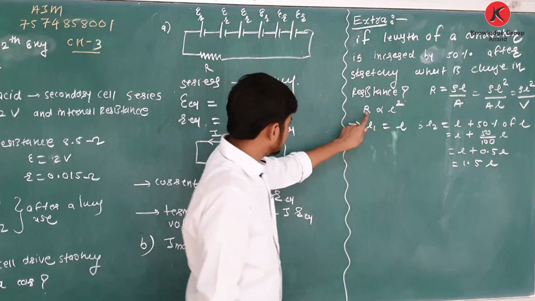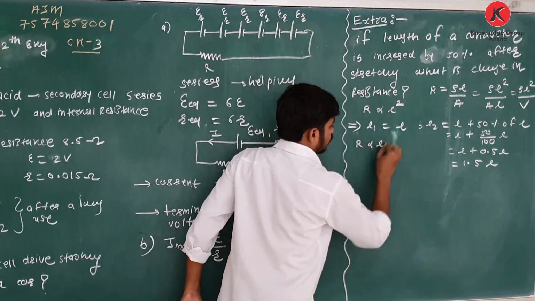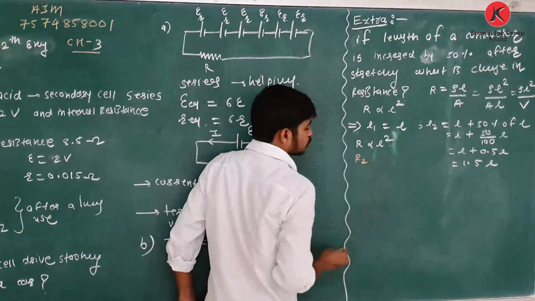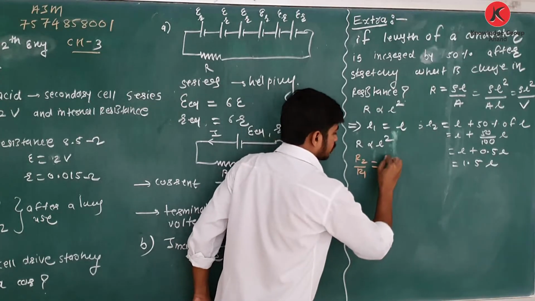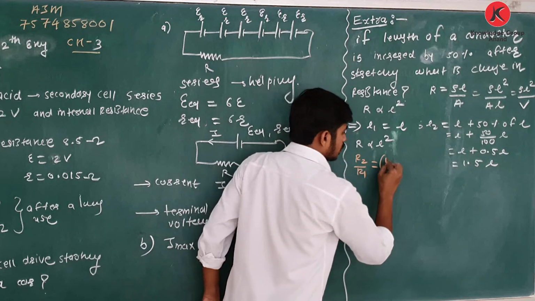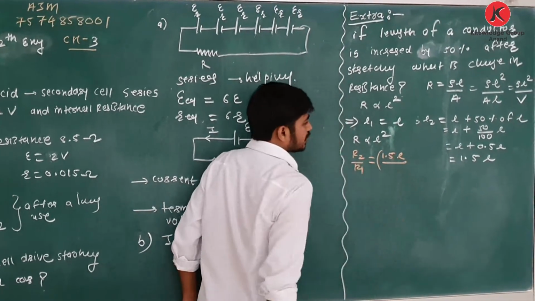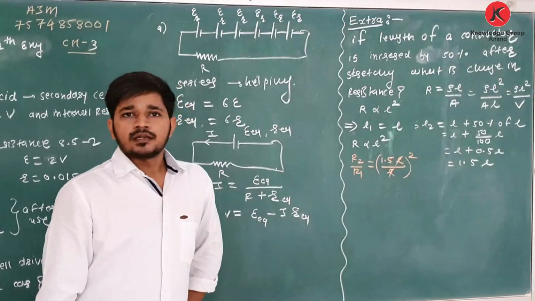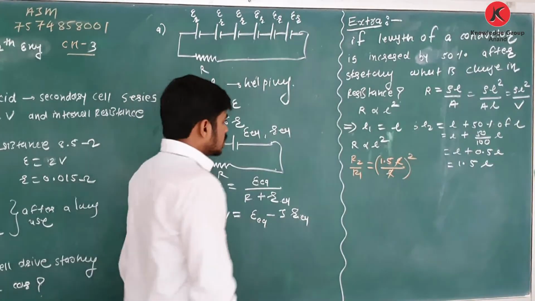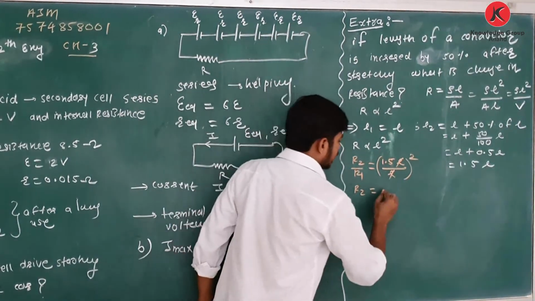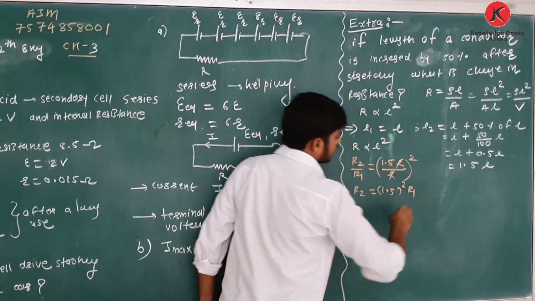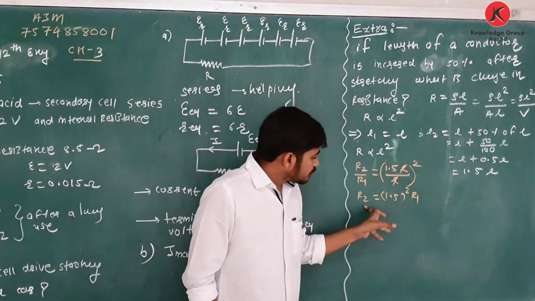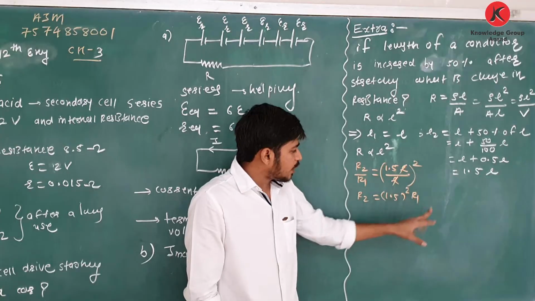So yes, it is relation between initial length and final. Now what is relation of resistance? R is proportional to L square. So yes, you can write this as R2 upon R1 is equal to, what is final length? L2, 1.5 L. What is initial length? L. It's whole square. L cut L. Clear about this? Okay. So R2 is equal to 1.5 whole square R1.